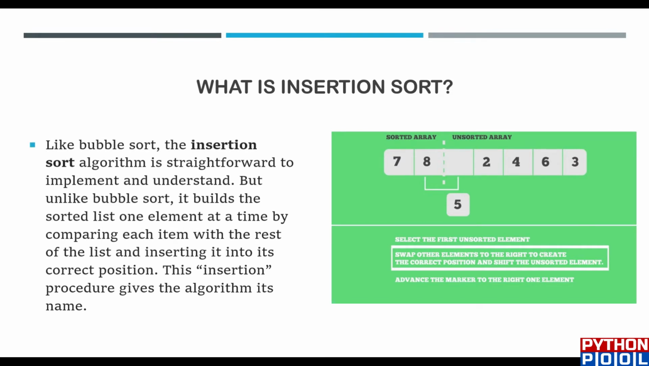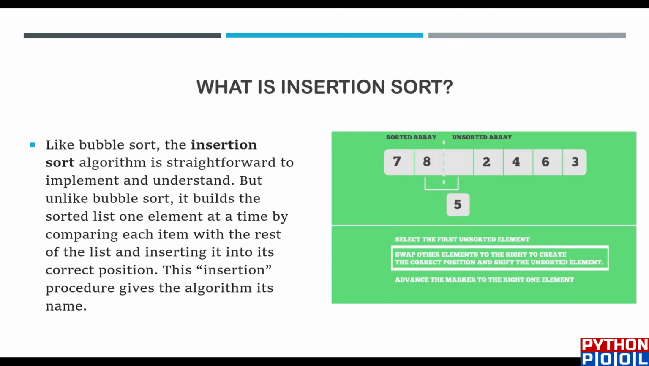Like bubble sort, the insertion sort algorithm is straightforward to implement and understand. But as bubble sort swaps two numbers, that is, if the preceding number is greater than the consecutive number, it swaps them, insertion sort deals with it in a different way. What it does is it takes one number, compares that number with the whole list, finds its correct position, and then places that number there.